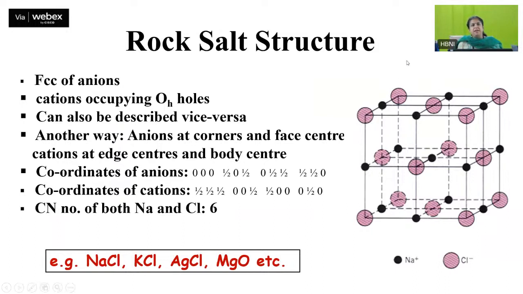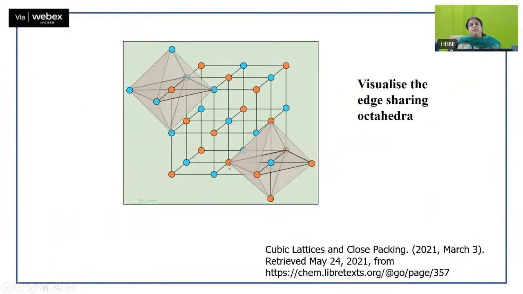Coordinates of anions are the coordinates of the corners as well as the face centers, and the coordinates of cations are the coordinates of the body center and the edge centers. Okay, coordination number of Na: to visualize that, I'll take you to the next slide. This is how I can see it. Now in the corner, the orange ones are chlorine and the blue ones are sodium. So what I have is a ClNa6 octahedra.